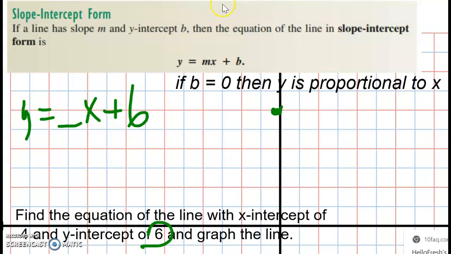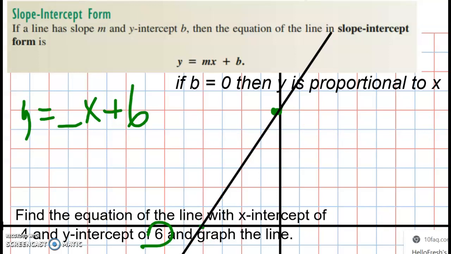I also know I go through my x-axis at -4. So 1, 2, 3. Right here, I can see this line. I can graph this line. Okay, that's not a problem. I'm not sure of the equation because I don't know the slope of this line. So think about how I might find the slope of this line. I know it has an x-intercept of -4 and a y-intercept of 6. Can you think about how you would find the slope then?